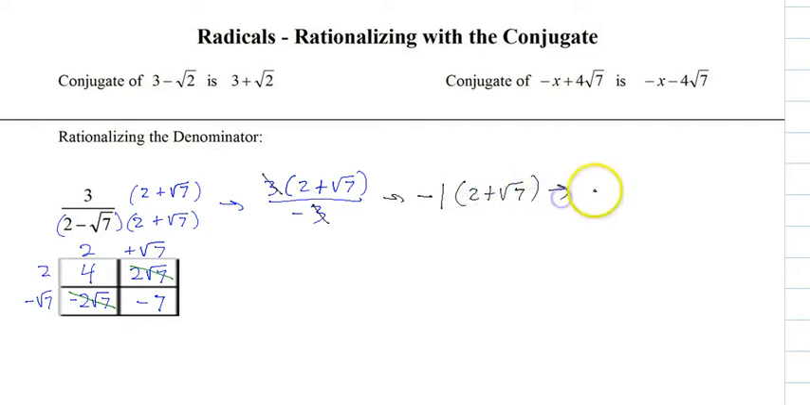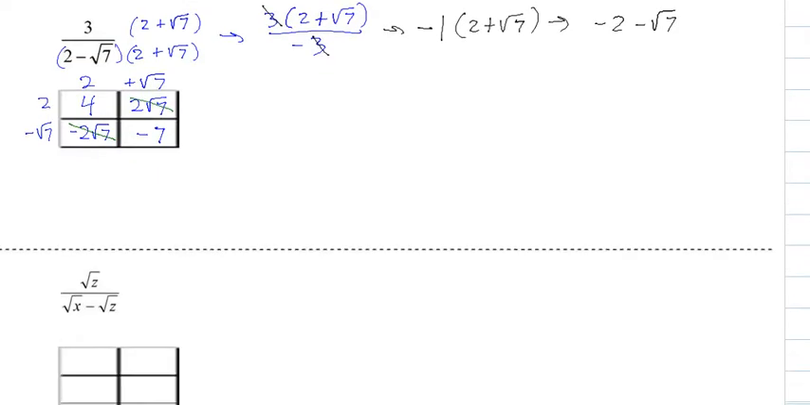Which gives us negative 2 minus radical 7. And that's rationalizing a denominator using a conjugate. See, this is much nicer looking than that. So when we multiply by the conjugate, the opposite, it'll cancel the middle two terms, leaving us with just a rational number for the denominator.